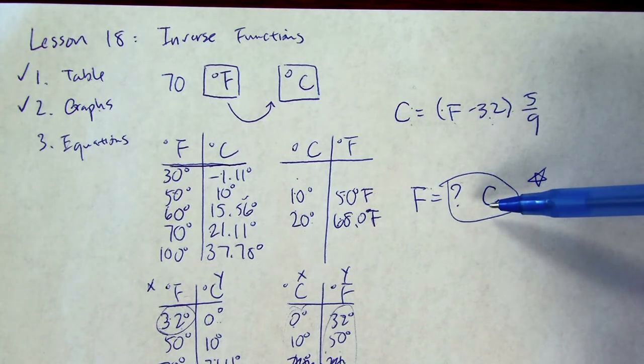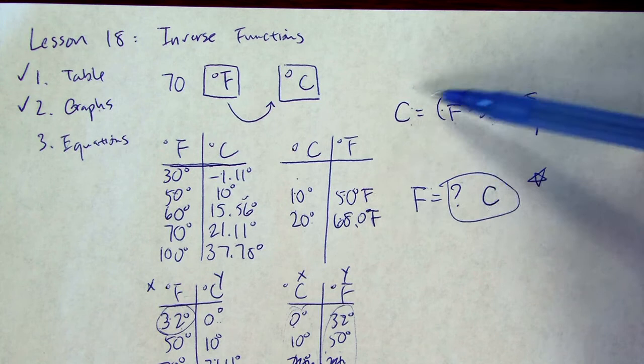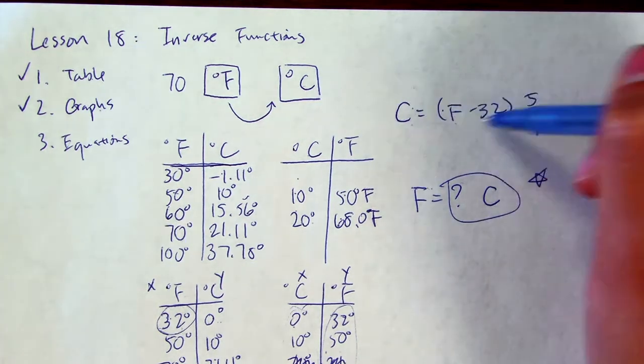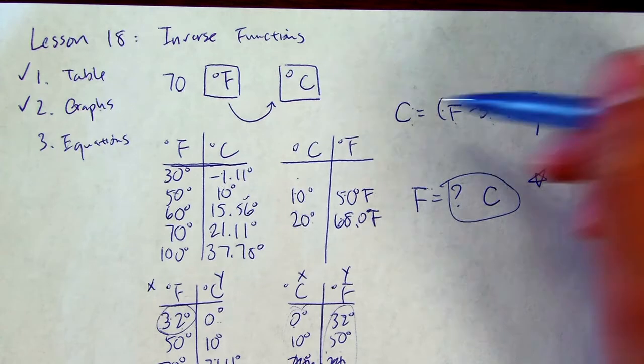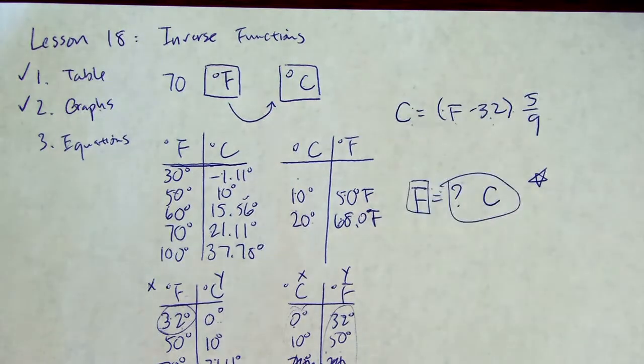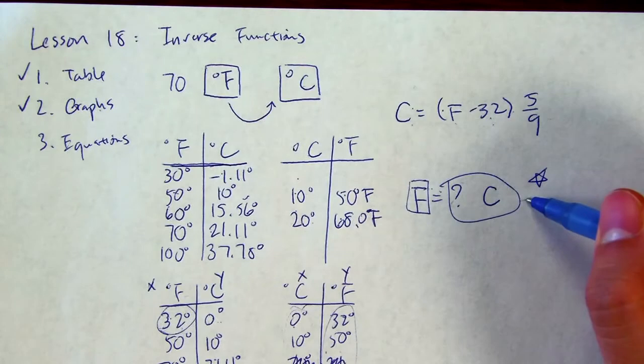It might be more obvious now because of the variables I've written them in. Here we have C is equal to something. You do something to F to get to C. Well, in this case, what we want is F is equal to some operation on C. So what we can do is just go ahead and solve for F.